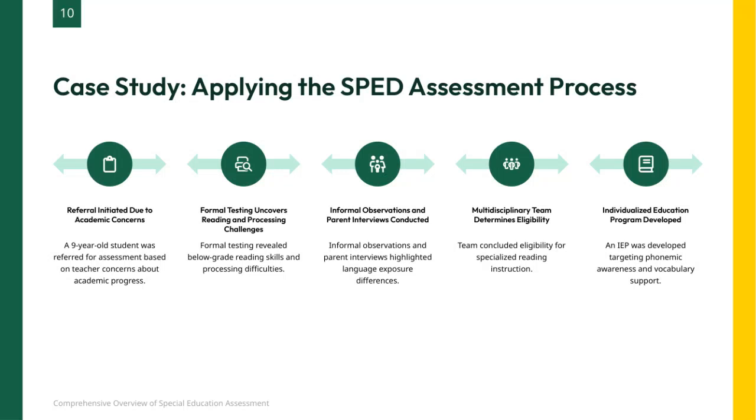Here we have a case study that walks us through the SPED assessment process. It begins with a 9-year-old student who was referred for evaluation because the teacher noticed some struggles with academic progress. When the formal testing was done, it revealed that the student's reading skills were below grade level, and there were also processing challenges affecting learning. Alongside this, informal observations and interviews with the parents gave us important context, showing differences in language exposure that could be influencing the student's development.